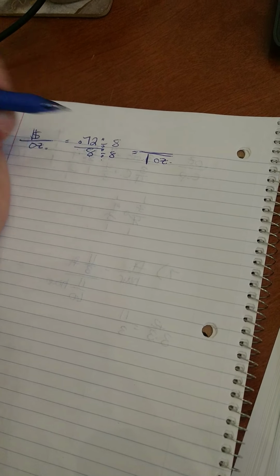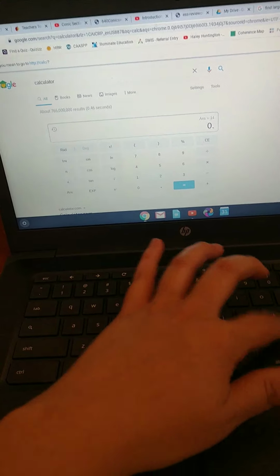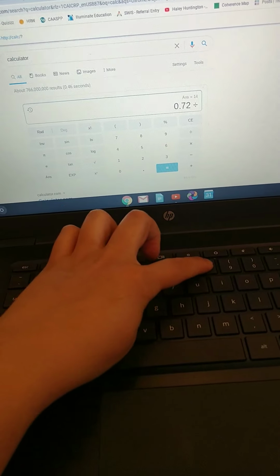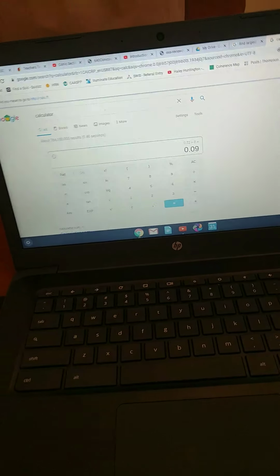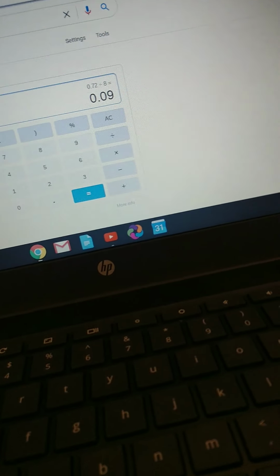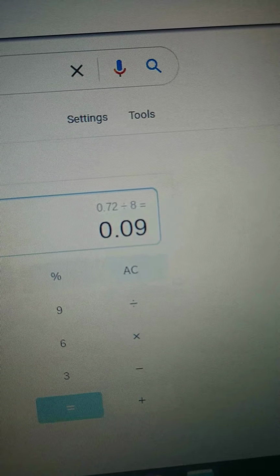So I'm going to take my 8 and divide it by 8, because 8 divided by 8 equals 1. If I divide this by 8, I'm going to divide my 72 cents by 8. So if we take a look on the calculator, I'm going to have 0.72 divided by 8. And we get 0.09. Also in money terms, it's just 9 cents. Everybody see that? So 72 cents divided by 8, we get 9 cents.